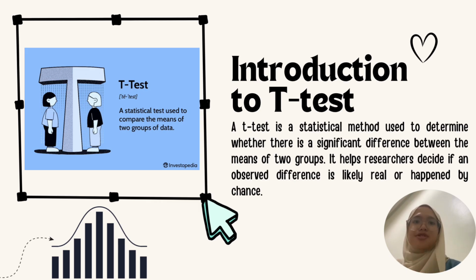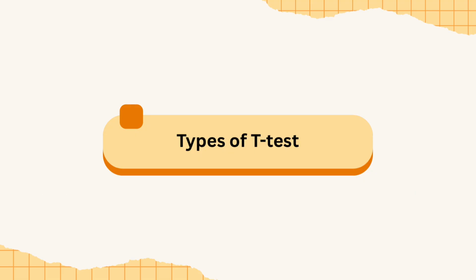I would like to start with the introduction of the t-test. A t-test is a statistical method used to determine whether there is a significant difference between the means of the groups. It helps researchers decide if an observed difference is likely real or happened by chance.